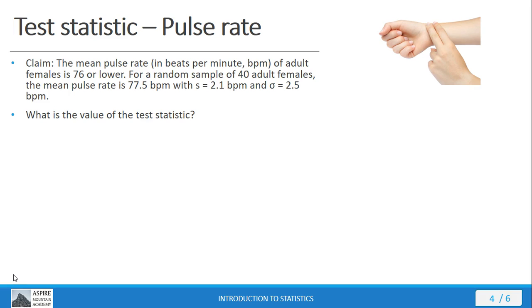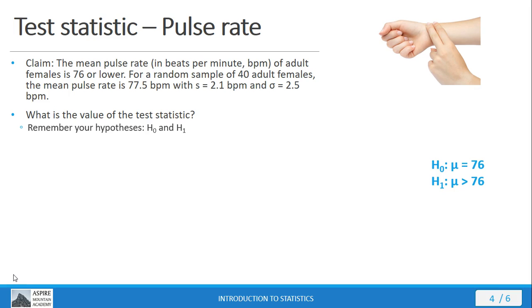So let's go through the same process that we just went through for the other problem. What is the value of the test statistic? Well, first we're going to look at our null and alternative hypotheses. So the null hypothesis, always a statement of equality. So we're going to set mu equal to that claimed value of 76. And then 76 or lower, so that has a semblance of equality to it. It could be equal to 76 and still verify the claim.